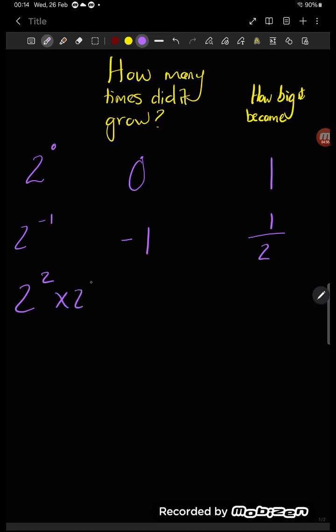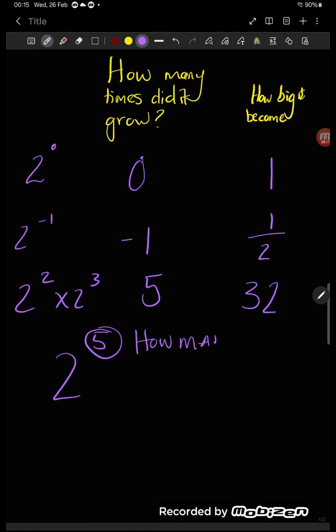If I've got 2 to the 2 times 2 to the 3, why not? How many times did it grow? It grew 5 times. And how big did it become? It became 32. So this number here, 2 to the 5, that 5 is how many times? And that is a growth rate.